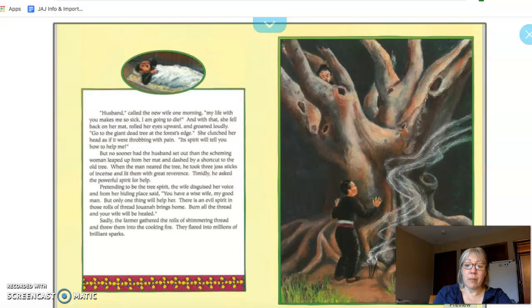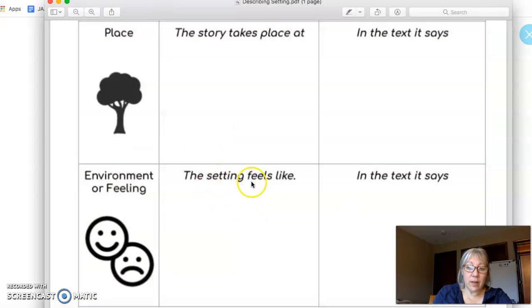And so if I put in the story, the setting feels like magic or magical, and in the text I can use where the father turns the mother into a cow. They burn incense. That makes me think of magic. The old dead tree, even though it's the stepmother that is deceiving the father, he still believes in the magic. And so the setting feels magical.